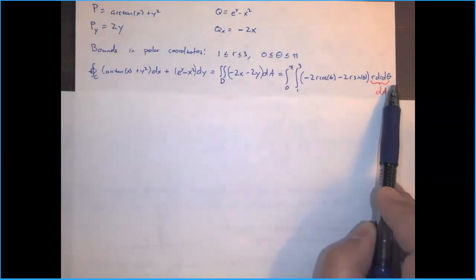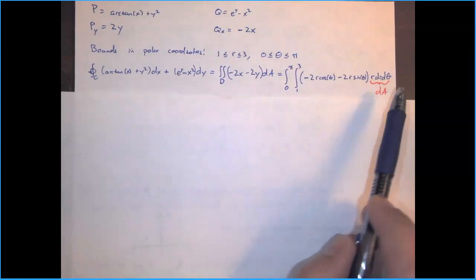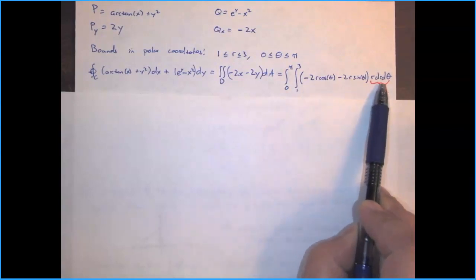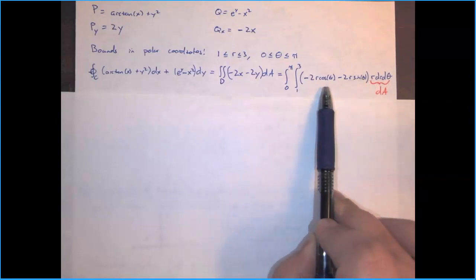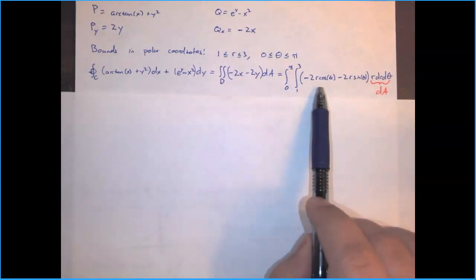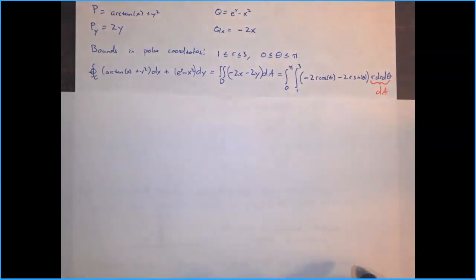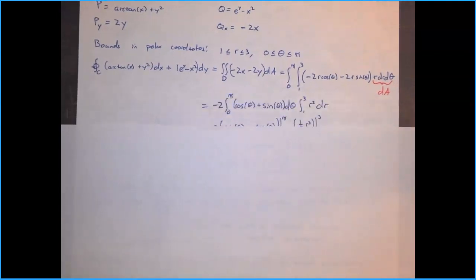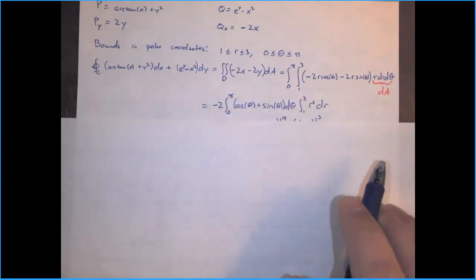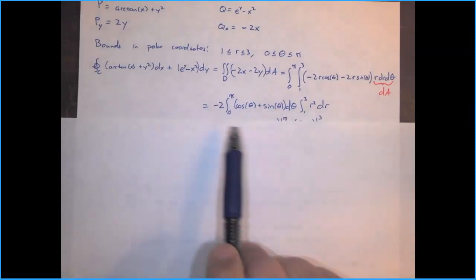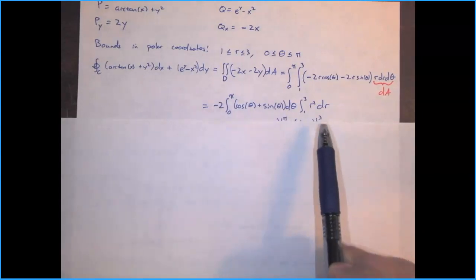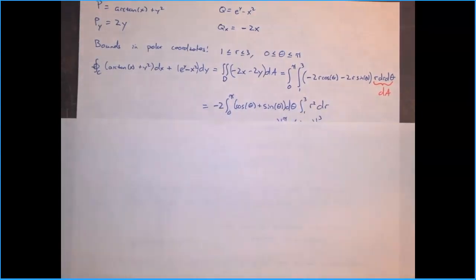Okay, now this integral becomes even better because I can factor a negative 2 out front. I can also factor an r out, and I have something that's separable. I have cosine theta plus sine theta times r squared. So I can separate this integral. Remember, you don't have to do that, but in this case, we're allowed to. And so instead of a double integral, I have a product of 2 single integrals. I have negative 2 times the integral in theta from 0 to pi of cosine plus sine, times the integral in r from 1 to 3 of r squared.